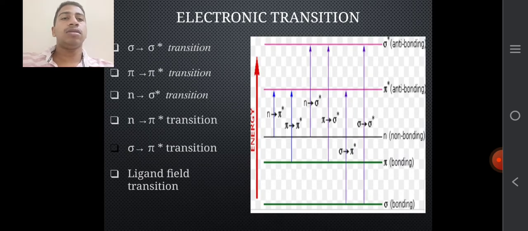Electronic transitions: pi to pi star transition, sigma to sigma star transition, n to pi star transition, n to sigma star transition, and ligand field transition. These are the main types of electronic transition. Here we can see the diagram.